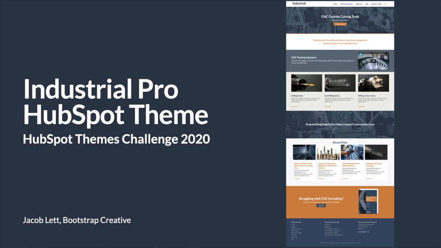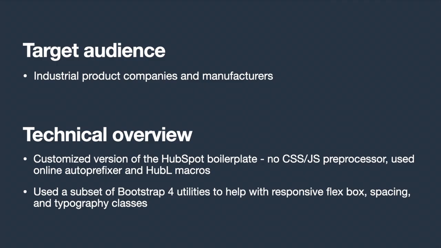In this video, I will give an overview of the Industrial Pro HubSpot theme. We will highlight its best features and take a closer look at the design. The target audience for this theme is industrial product companies and manufacturers. I chose this vertical because I have worked with a lot of these types of businesses in the past, so I am familiar with common feature requirements their websites have.